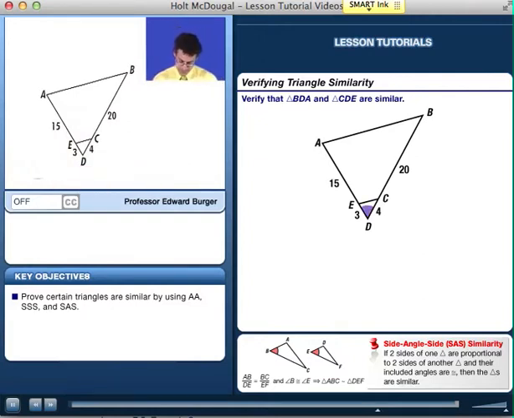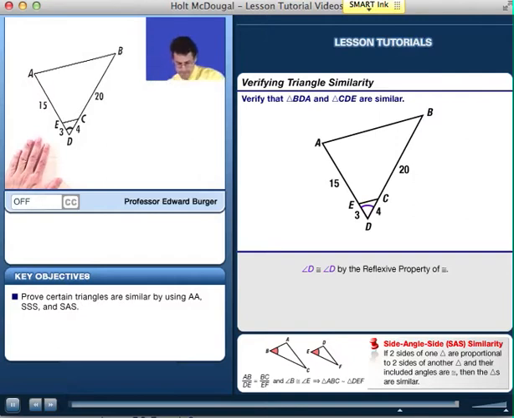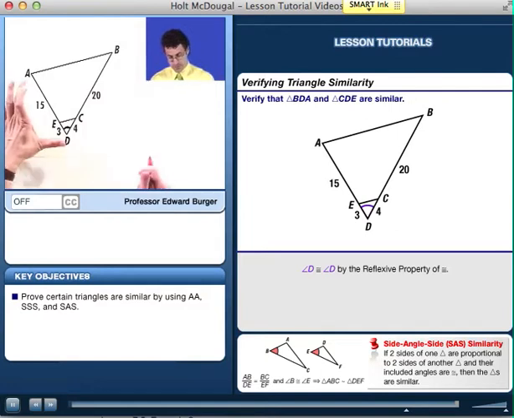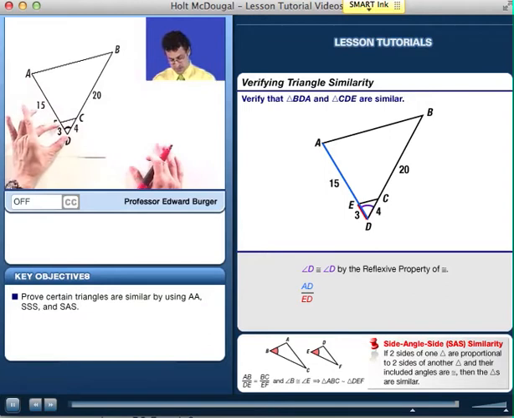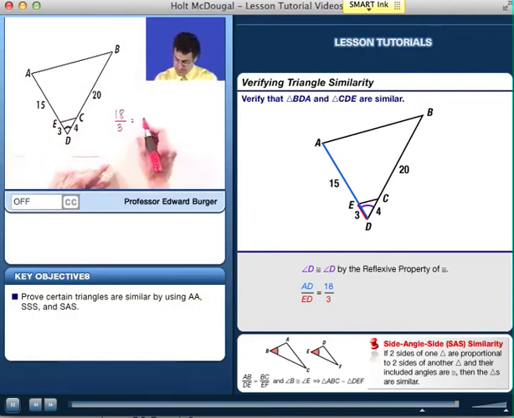And so, of course, we know that by the reflexive property, D is congruent to itself. And so if I could just show that this side is to this side as this side is to this side, then I'd know the triangles are similar by side-angle-side similarity. So let's see if that's really true or not. Let's compare sides. So the big is to the small here. The big is what? Well, this is 15 and this is 3, so the total is 18. So 18 is to the small 3. Well, that works out to be 6.